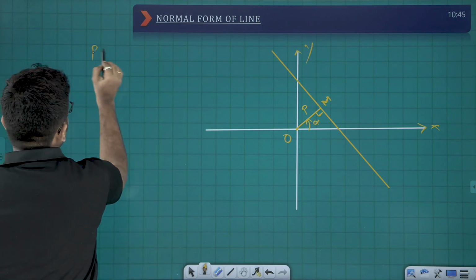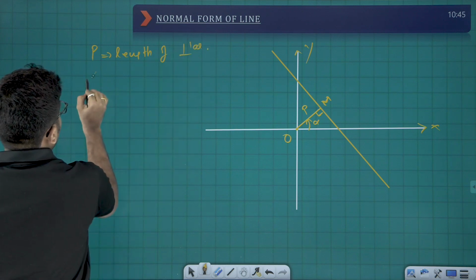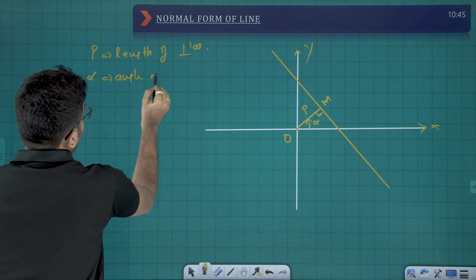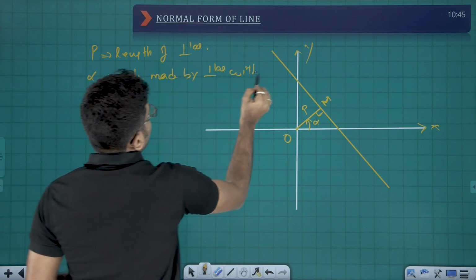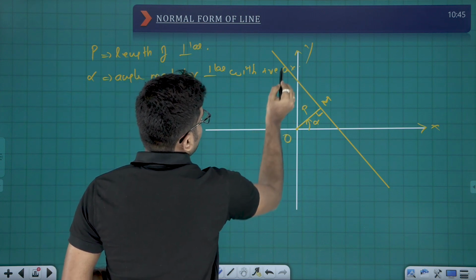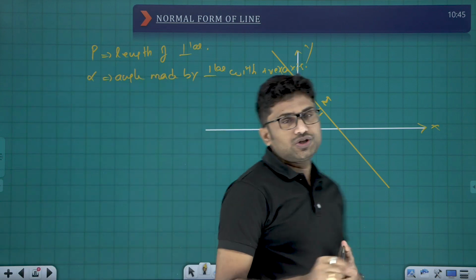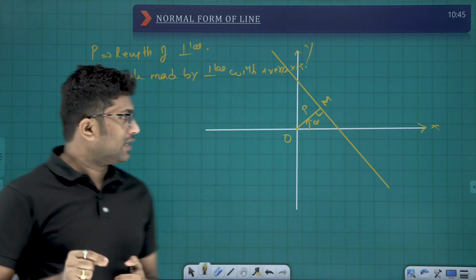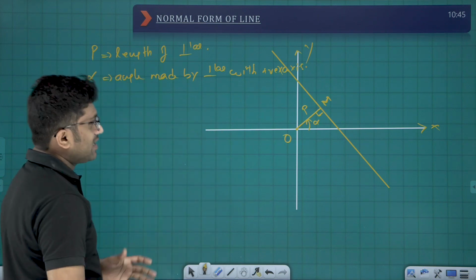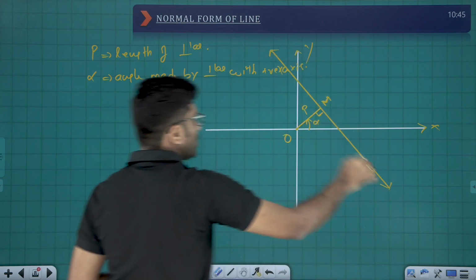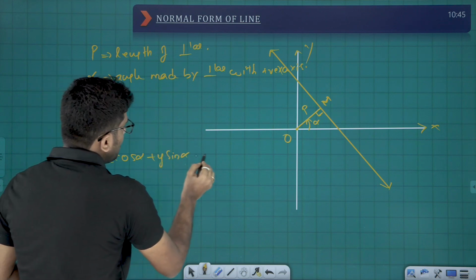So here what is P? P is the length of the perpendicular. And what is alpha? Angle made by perpendicular with positive x-axis. So if P is the length of the perpendicular drawn from origin to the line and alpha is the angle made by perpendicular with positive x-axis, then the equation of the required straight line is x cos alpha plus y sin alpha is equals to P.